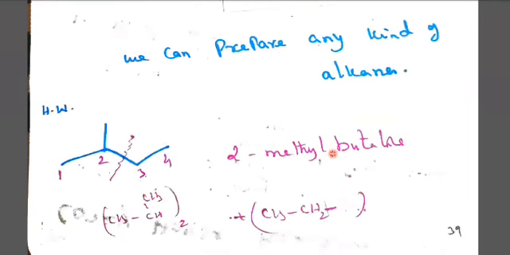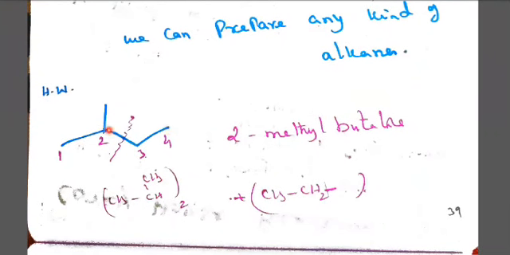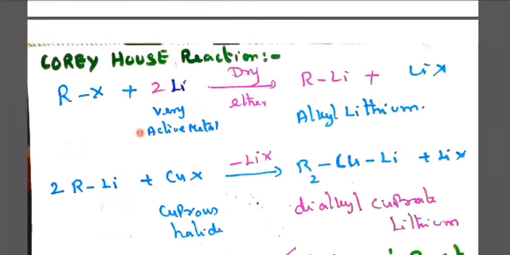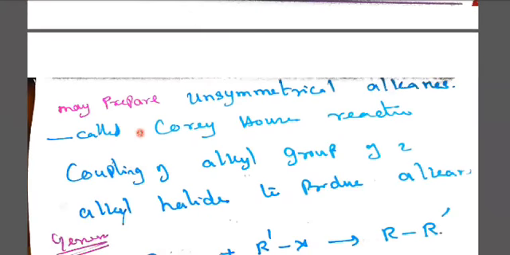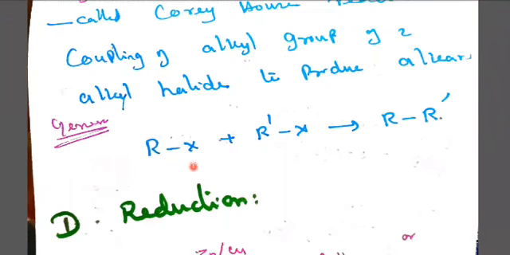I have given you homework, because in NEET exams, and even in NCERT, they will give an example like 2-methylbutane. If it has a cleavage here, make it into two alkyl groups, apply this Corey-House reaction, work it out and find the answer. We may prepare unsymmetrical alkanes also by the Corey-House reaction, the coupling of alkyl groups of two alkyl halides to produce an alkane. So the general formula is RX plus R'X gives R-R'.